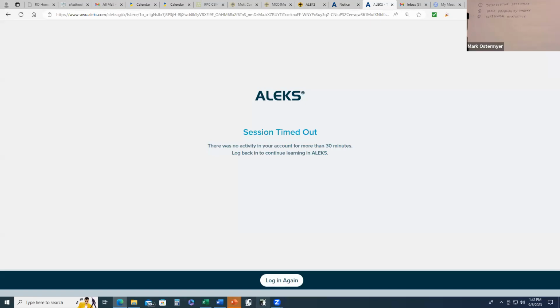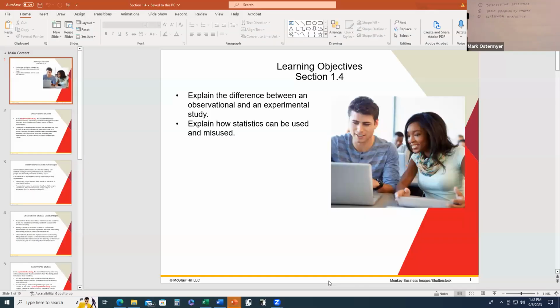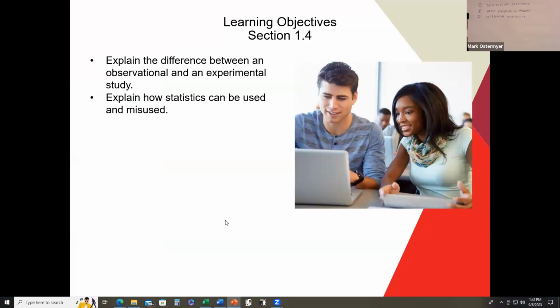All right, last section here, 1.4. All right, hopefully we can explain the difference between observational and experimental study and explain how statistics can be used and misused. All right.